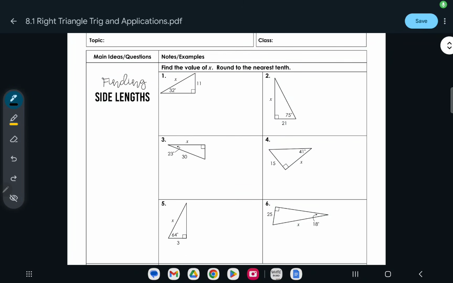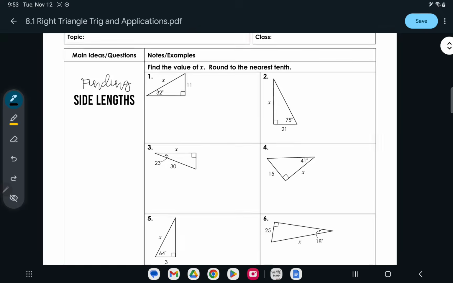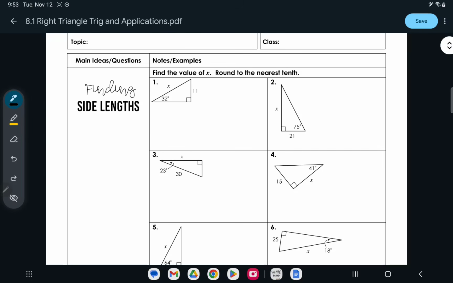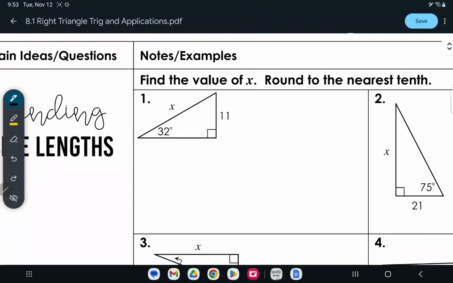We're going to look at some trig stuff. So we're going to find some side lengths and maybe find some angles and then do some applications. Sometimes the hardest part is setting up the triangle and what you have.